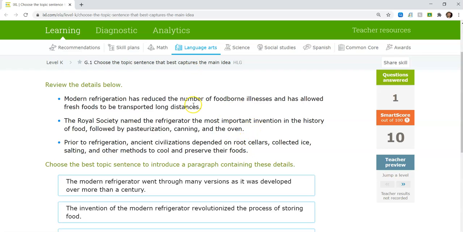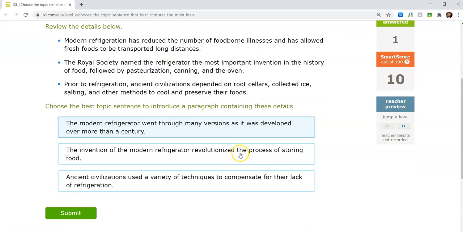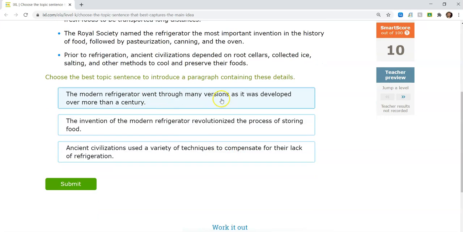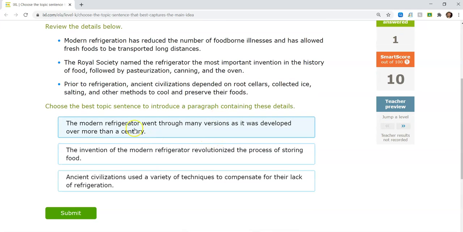transported long distance. Okay, so talking about refrigeration. The Royal Society named the refrigerator the most important invention in the history of food, followed by all that. So again, pumping up refrigerators. Prior to refrigeration, ancient civilizations depended on root cellars, collected ice, and all that stuff. Right, so it's saying fridges are pretty dope.